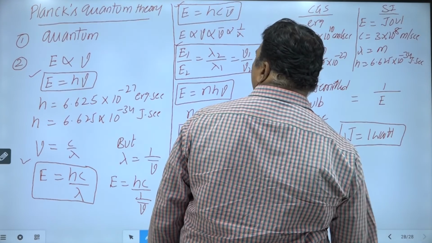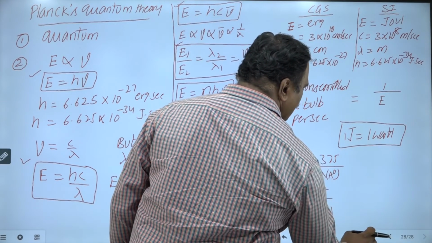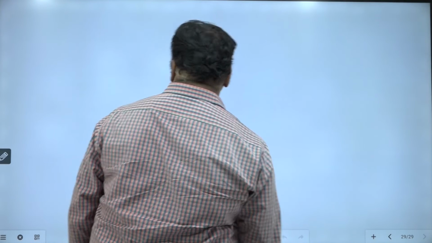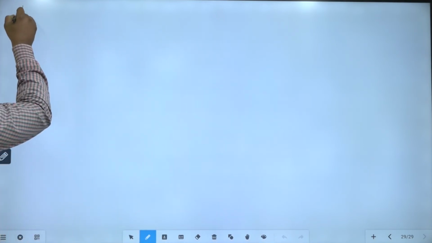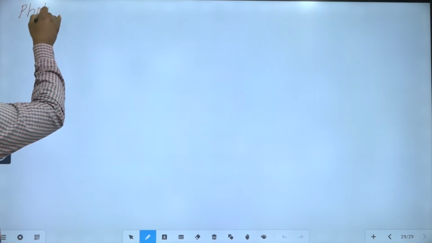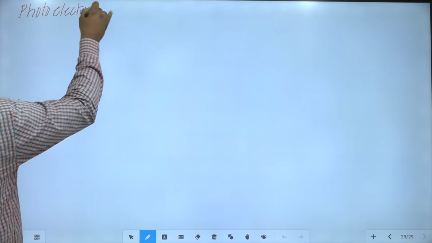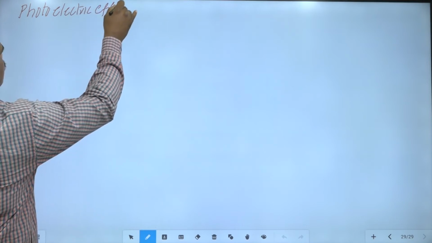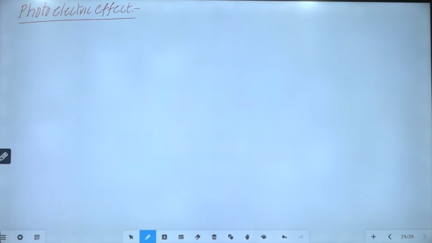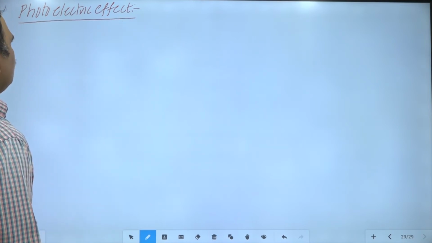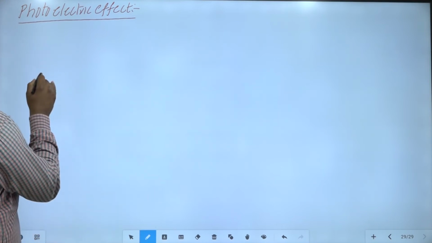So this is Planck's quantum theory. Now we are going to discuss photoelectric effect. Listen carefully. Photoelectric effect. Okay, now, what is meant by photoelectric effect?